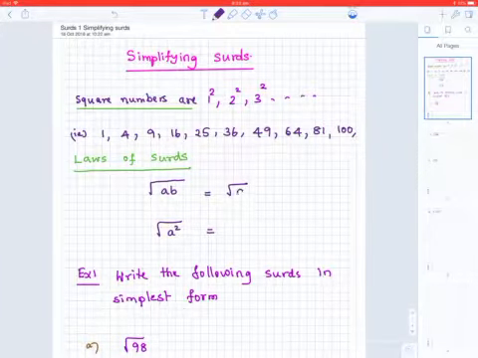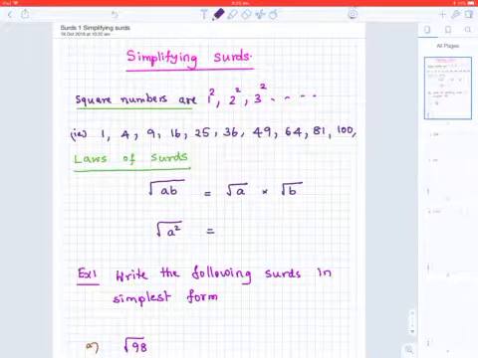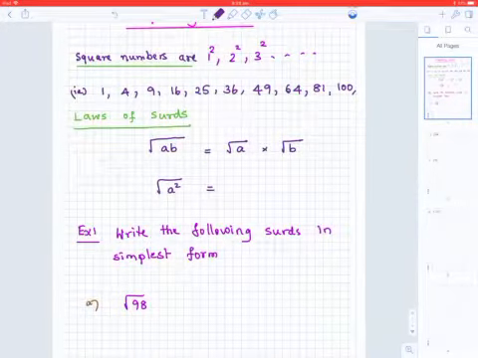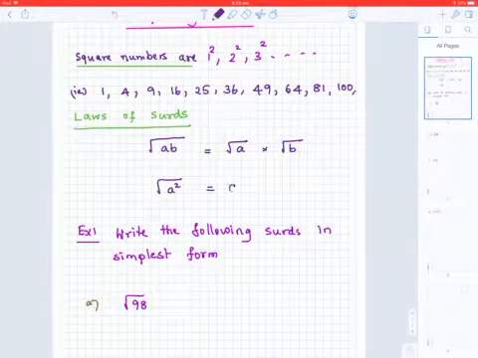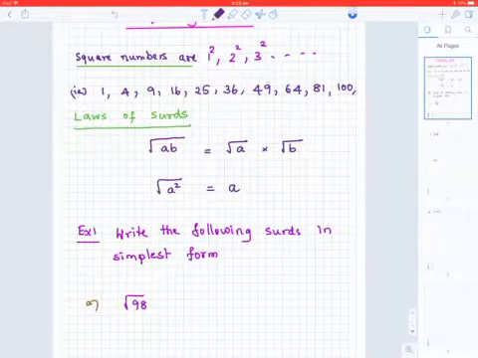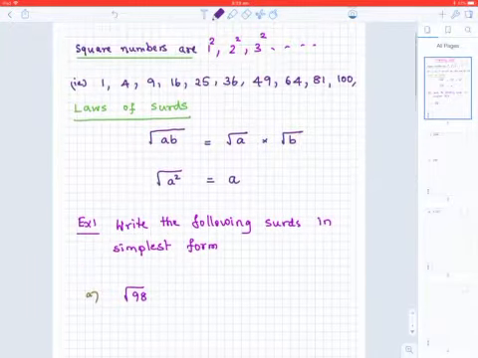Now, square root of AB is equal to square root of A times square root of B. Likewise, the second one is square root of A squared is just A. So we need to know these two laws.